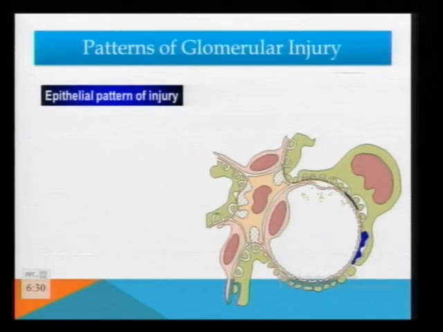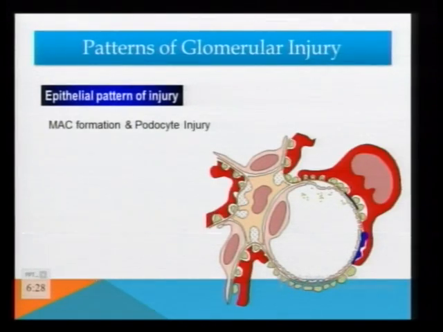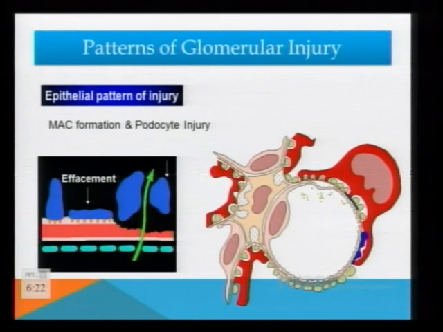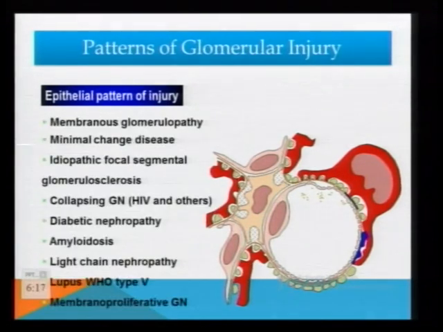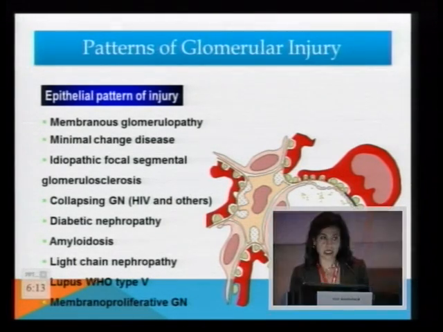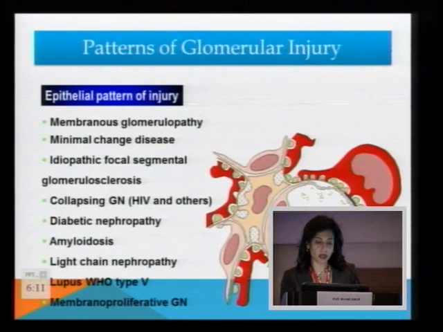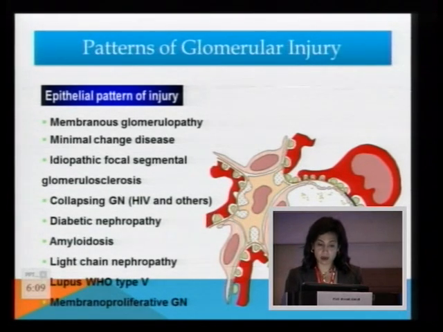The epithelial pattern of injury: this time you have no inflammation, but you have MAC formation and podocyte injury, which leads eventually to effacement of the podocytes. No inflammatory response. And this pattern of injury is seen in all of these diseases: membranous, minimal change, idiopathic FSGS, diabetic, amyloid, light chain, and so on, and in lupus glomerulonephritis type 5.